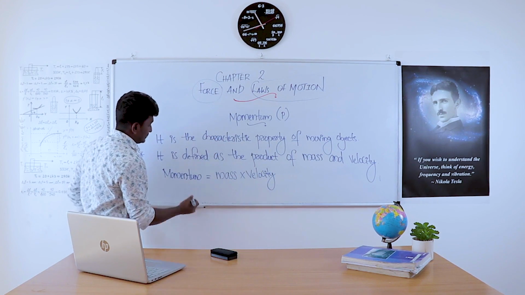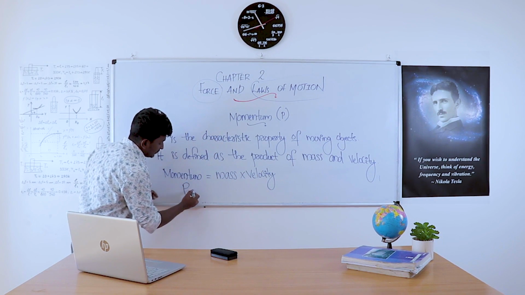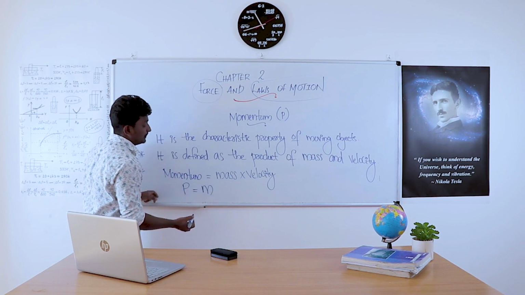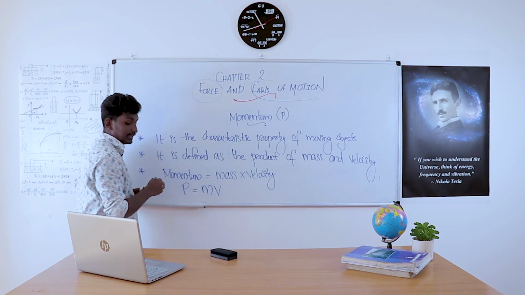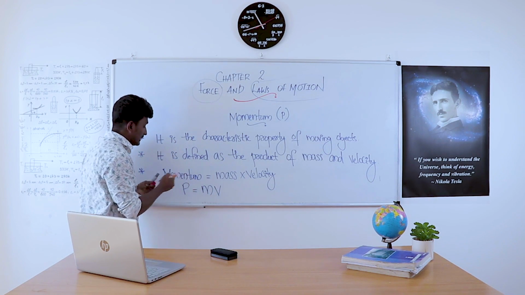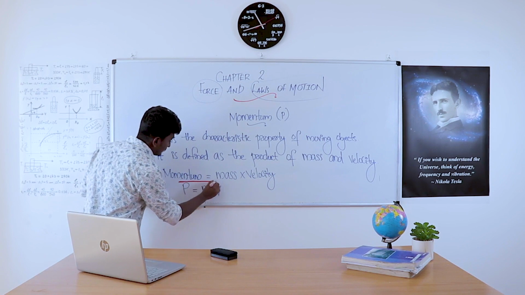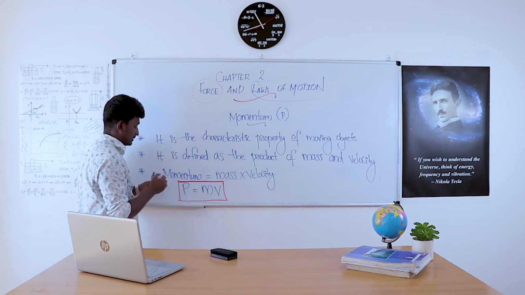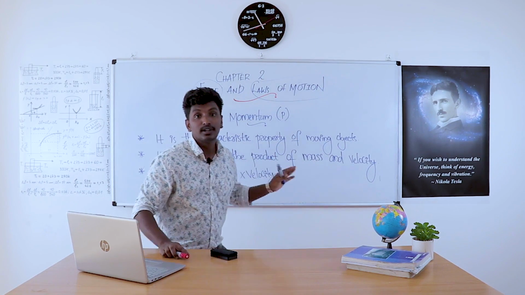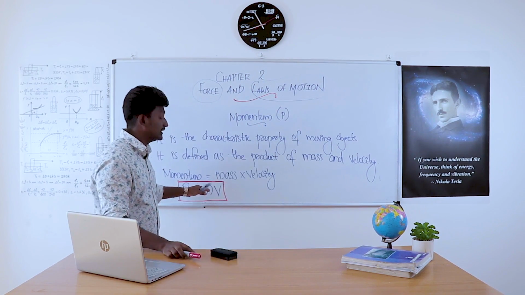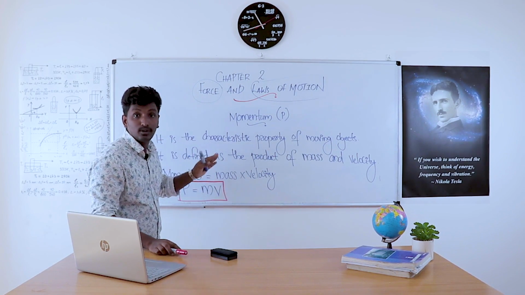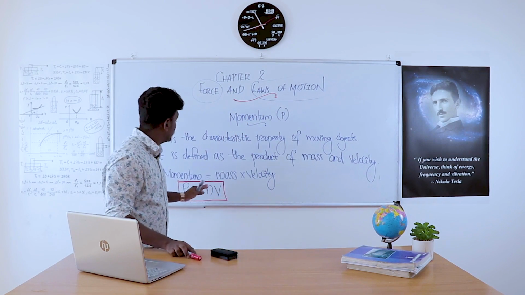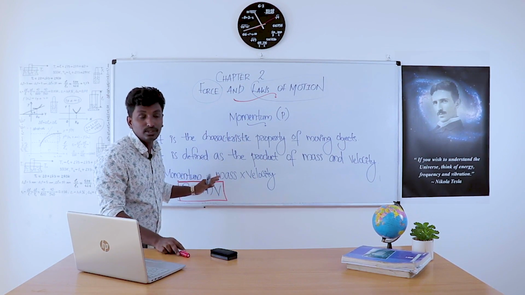Momentum is represented by the letter P. Therefore, we can write P is equal to, mass is represented by the letter M and velocity by V. Therefore, P is equal to mv. This is the equation for momentum. A very, very important equation. Just learn it by heart and always remember it. P is equal to mv. P is momentum and momentum is equal to mass into velocity.